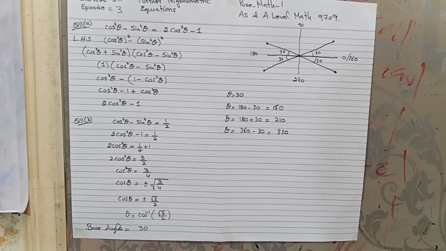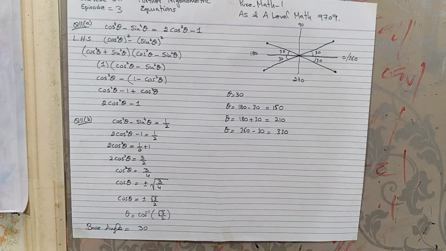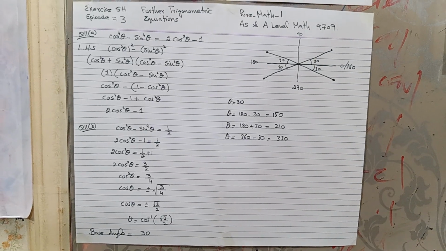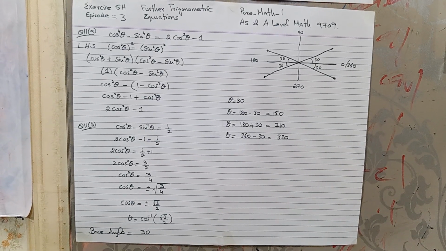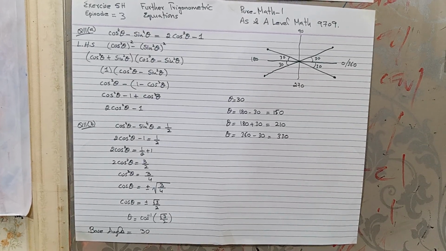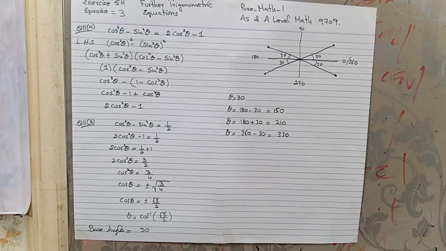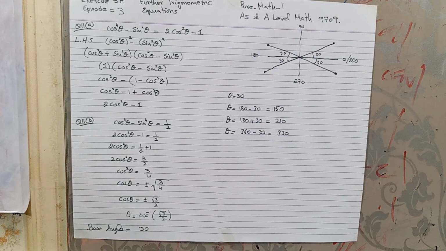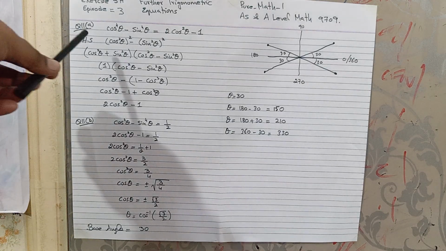Basically, what we are doing is we are working on exercise 5H. This is our third episode on this exercise, and we are going to solve question number 11 and its A part, where we have to prove the identity. We have to prove the left hand side is equal to the right hand side.